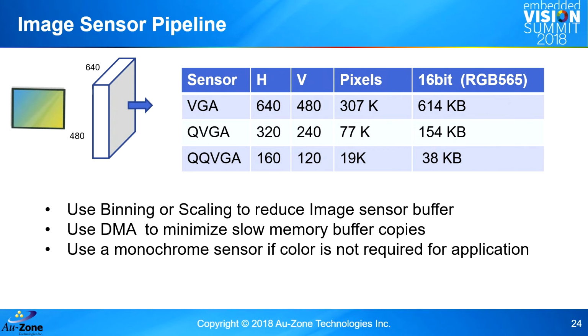You also need to consider the memory buffer copies for your image buffer. It's best to try and leverage the DMA in the part. You can further optimize some designs by going to a monochrome sensor where color isn't important.